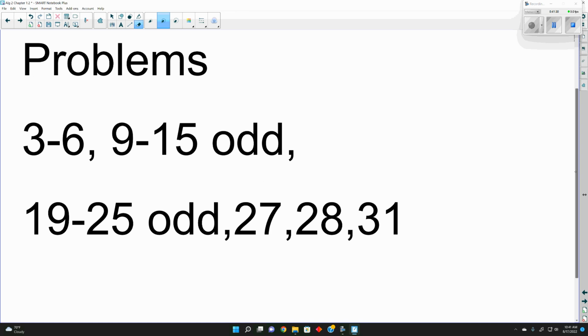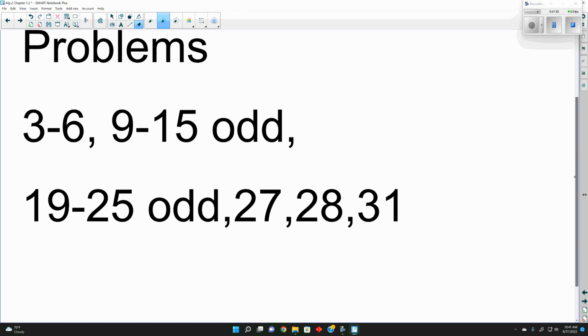Well, page 14 really doesn't matter, because y'all have page 14. So if you want to circle the ones: 3 through 6, 9 through 15 odd, 19 through 25 odd, 27, 28, and 31. I will post this in Google Classroom. But again, one of the biggest things, don't graph. Do not graph. I'm not asking you to graph any of these here, okay?